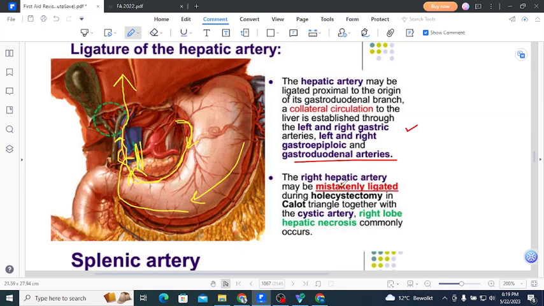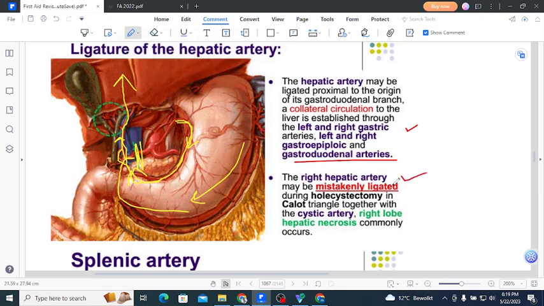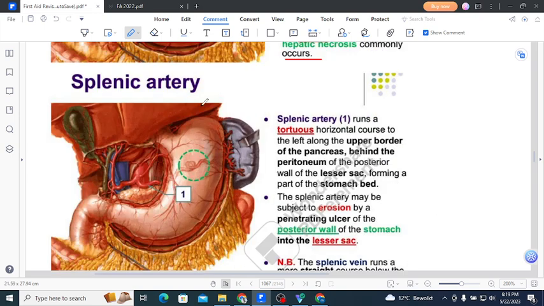The right hepatic artery may be mistakenly ligated during cholecystectomy in the Calot triangle. There is a triangle called the Calot triangle. When we are removing the gallbladder, as in cholecystectomy, the right hepatic artery may be mistakenly removed together with the cystic artery. So when we are removing the cystic artery, we may also ligate or remove the right hepatic artery, and that may lead to right lobe hepatic necrosis, which commonly occurs.